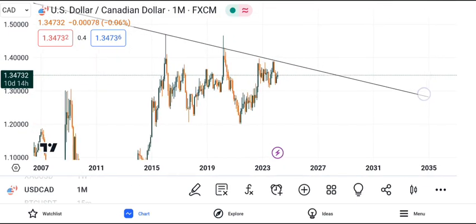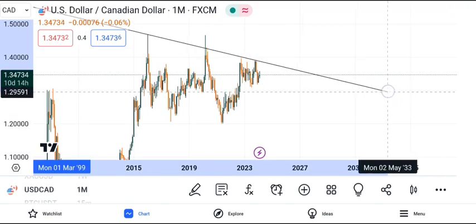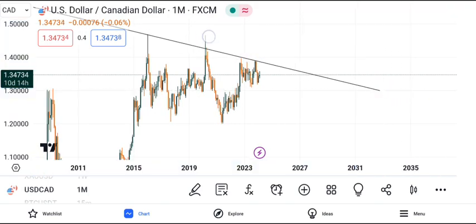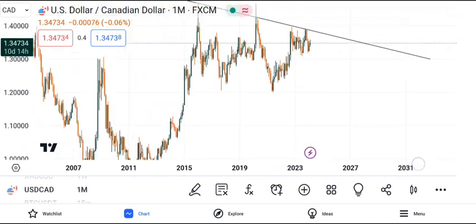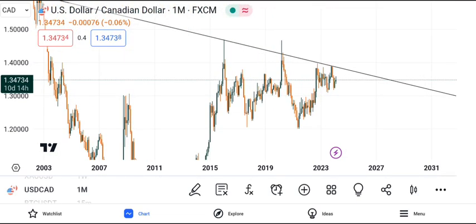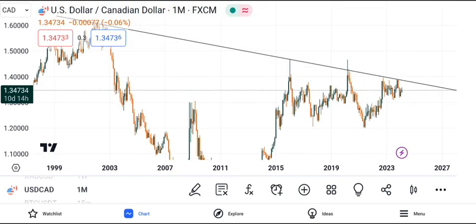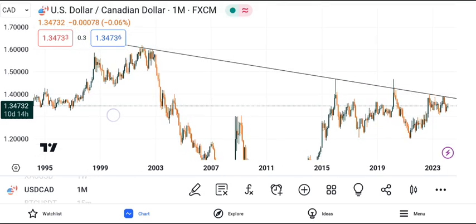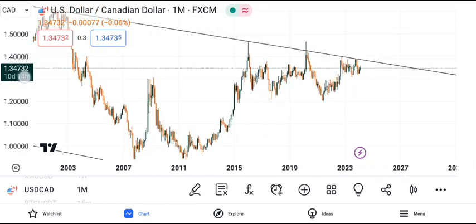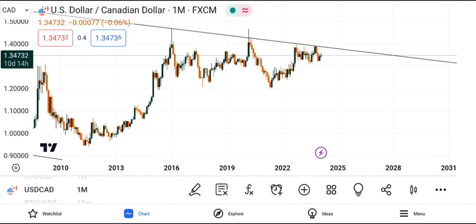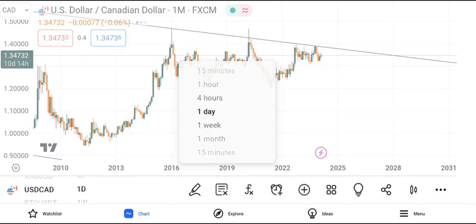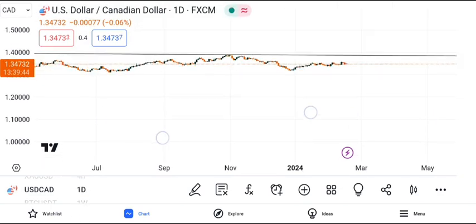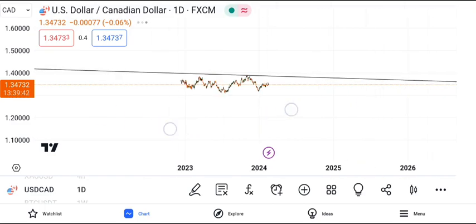I know you guys are wondering why I didn't take this touch here. This one is just a fake out, it doesn't really matter. What matters is the most touches. Make sure you cater for the most touches. The market is touching most of the time there, and those are the important areas you're supposed to focus on. So let's go to the daily time frame to see what the market is doing.